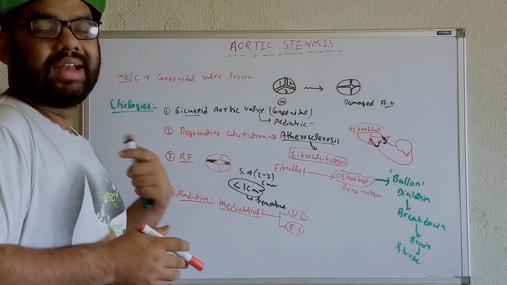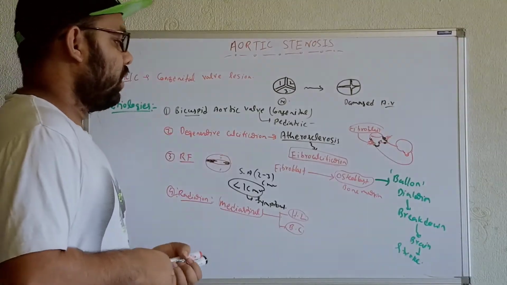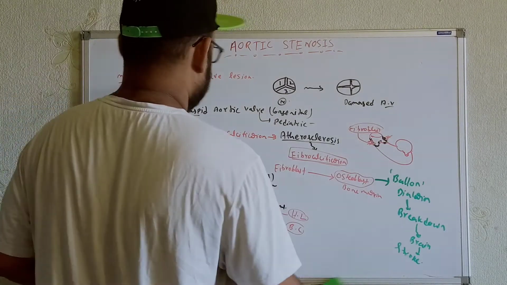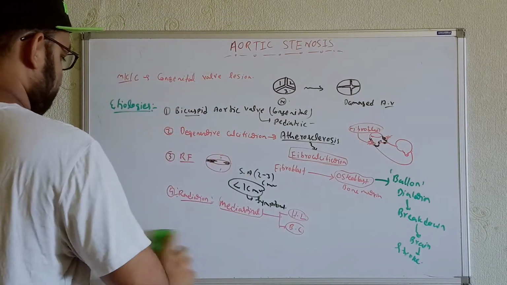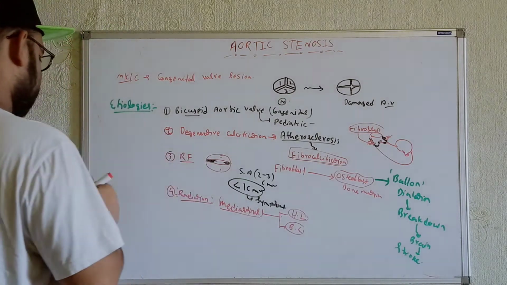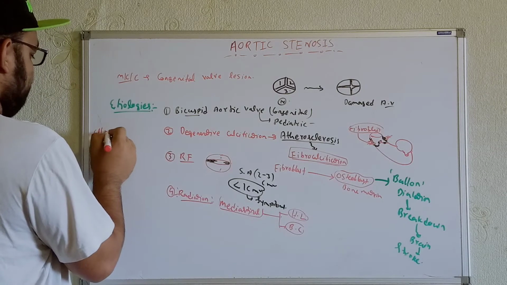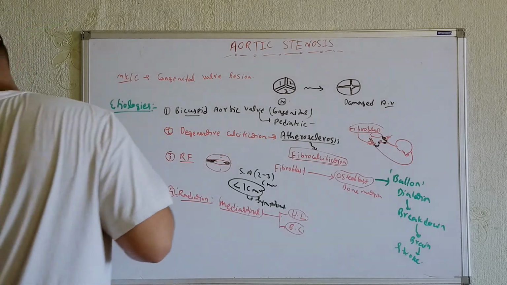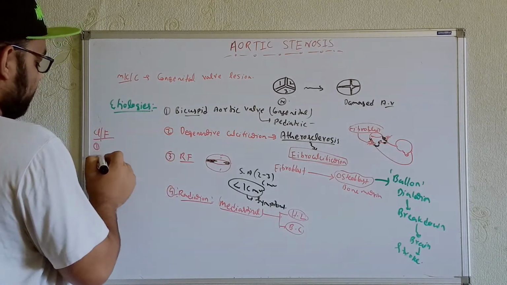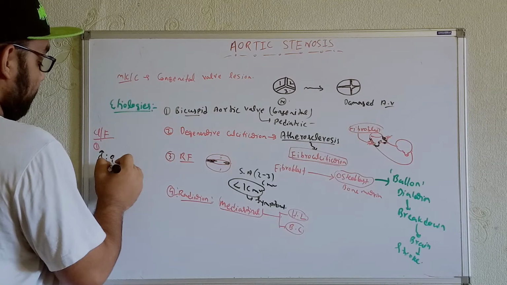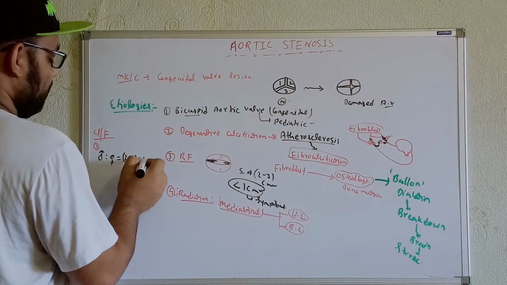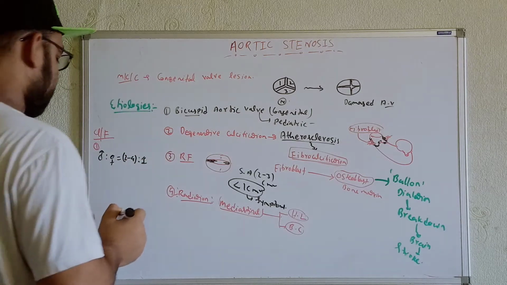Now we'll talk about the clinical manifestations we can get over here. So let's write the clinical manifestations. See, at first if we compare the ratio of male and female, it's around 2 to 4:1. That means males have more chances of having this type of problem.